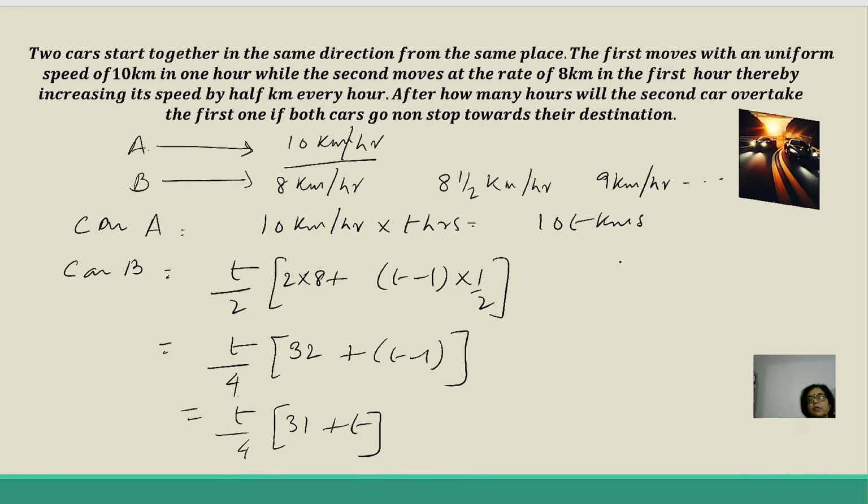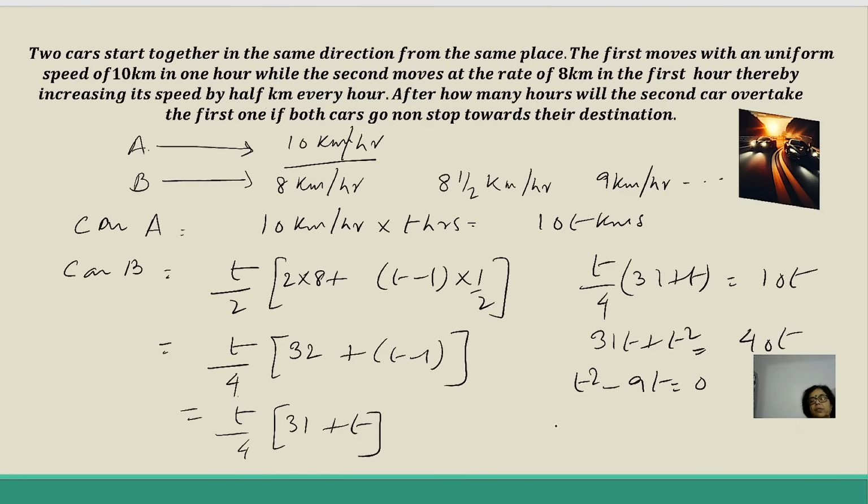Now this is equal to 10t because the first car has been overtaken at this t hours. So t by 4 into 31 plus t is equal to 10t. On cross multiplying, we get here 31t plus t square is equal to 40t. So this becomes t square minus 9t is equal to 0. So t can be taken out as common. t into t minus 9 is equal to 0.